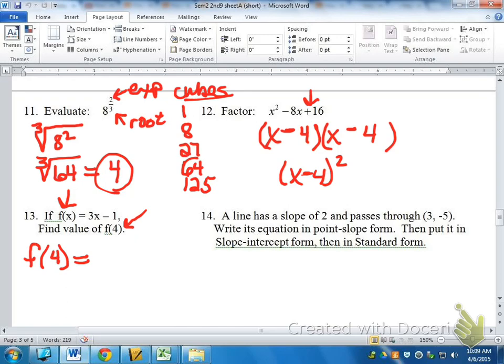So Julia, what do you think that means? You put 4 in for x in the problem. So 3 times 4 minus 1. That's what they want you to do. We did this in the first quarter. 3 times 4 minus 1. Now we follow order of operations. 3 times 4 is 12. 12 minus 1. So f of 4 equals 11. Okay, anybody still writing red?